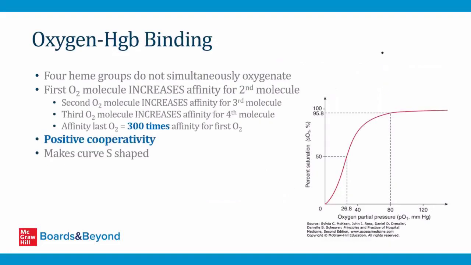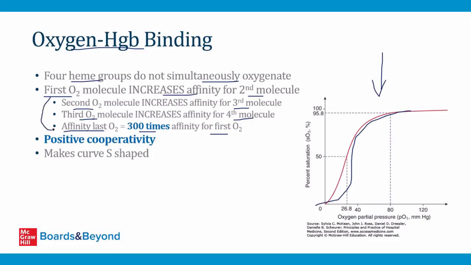So the first thing we're going to talk about is why this oxygen-hemoglobin dissociation curve has this S shape. And the reason it has this S shape is because of the way hemoglobin binds to oxygen. So the four heme groups in hemoglobin do not simultaneously oxygenate. When the first oxygen molecule binds to a heme molecule, it increases the affinity of hemoglobin for the second molecule. And then the second increases the affinity for the third, and the third increases the affinity for the fourth. And in fact, the affinity, in other words, the tendency to bind oxygen, for the last oxygen is 300 times the affinity for binding of the first oxygen. So it's much harder to get that first oxygen bound. It's much easier to get that last or fourth oxygen bound.